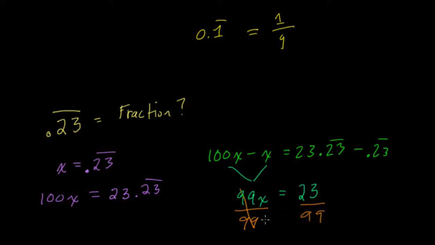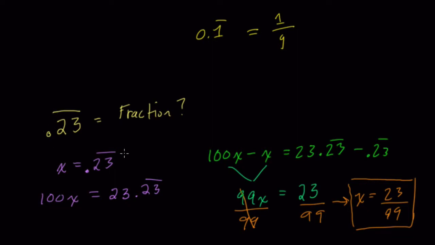And these 99's cancel out, and then we have our answer. X equals 23 over 99. And I encourage you to enter this into a calculator. It's nice to see that it works, right? 23 over 99, divide it, and you will get this decimal. It's true, these are equivalent.